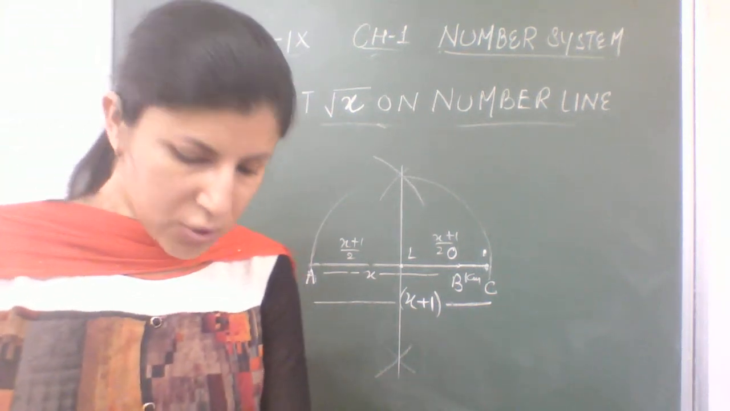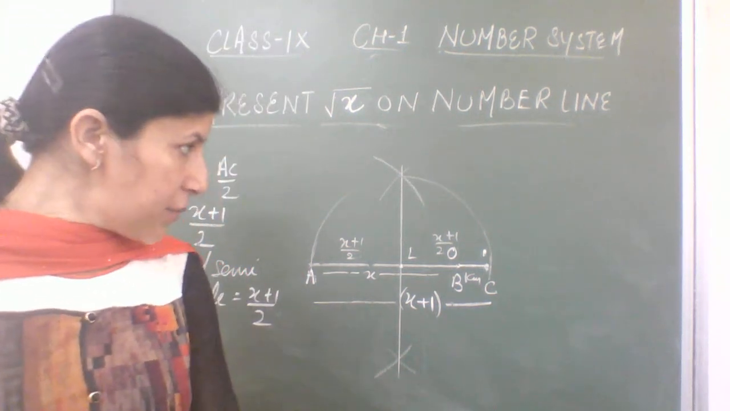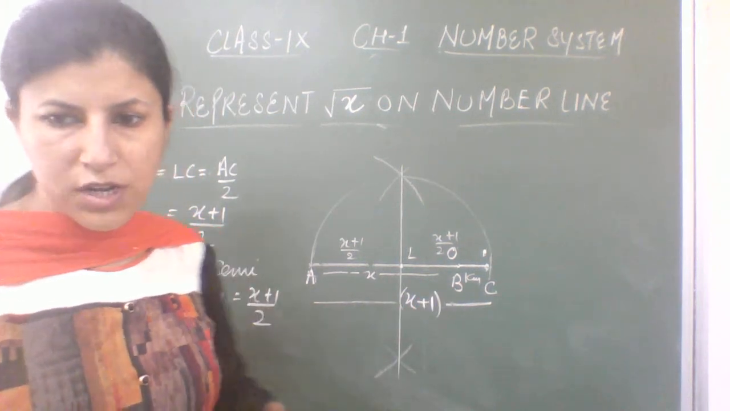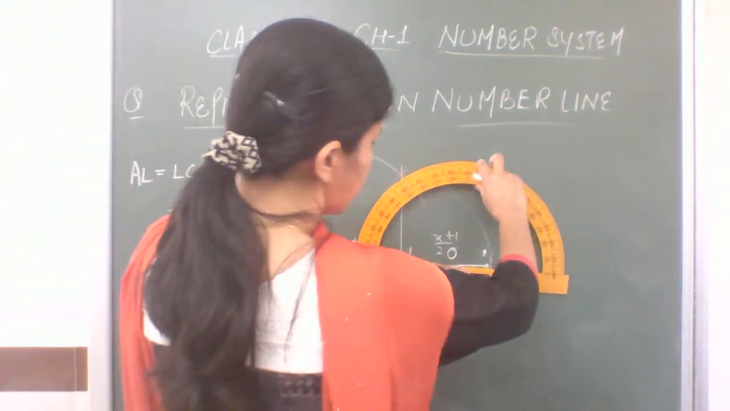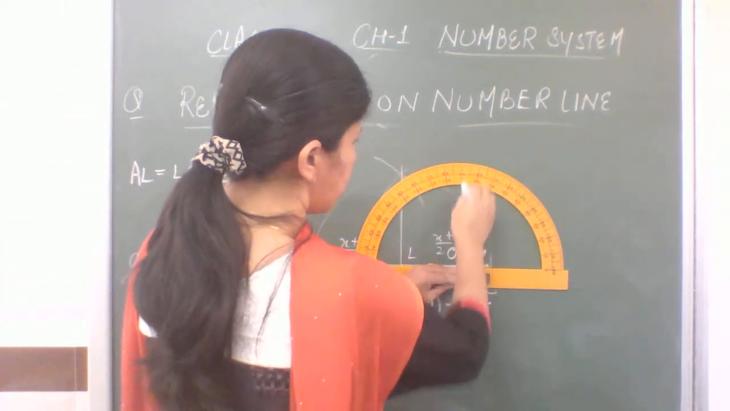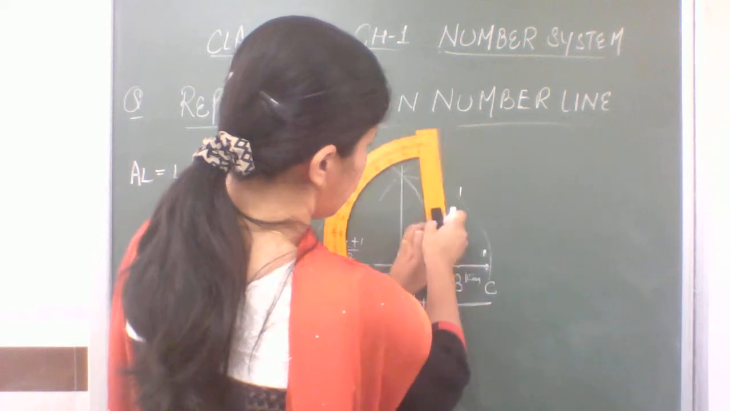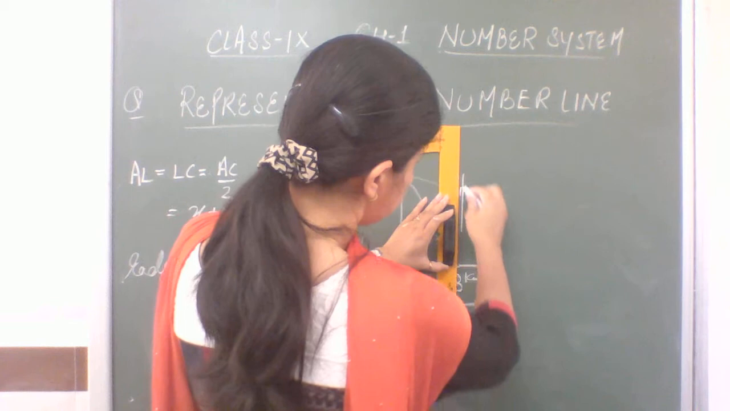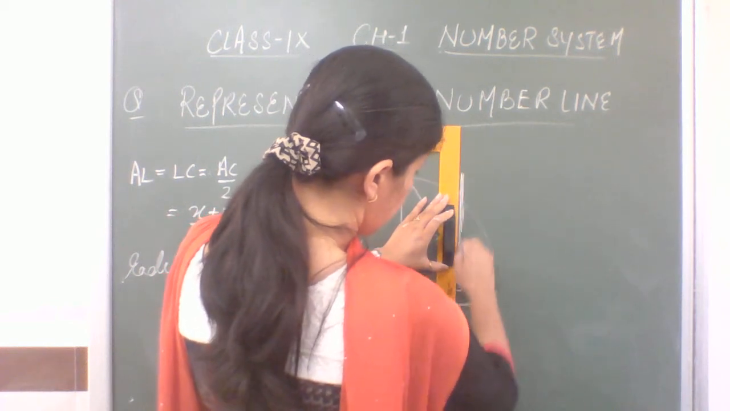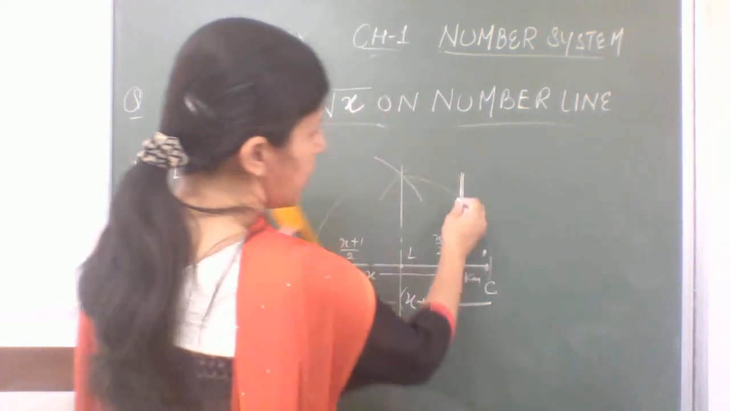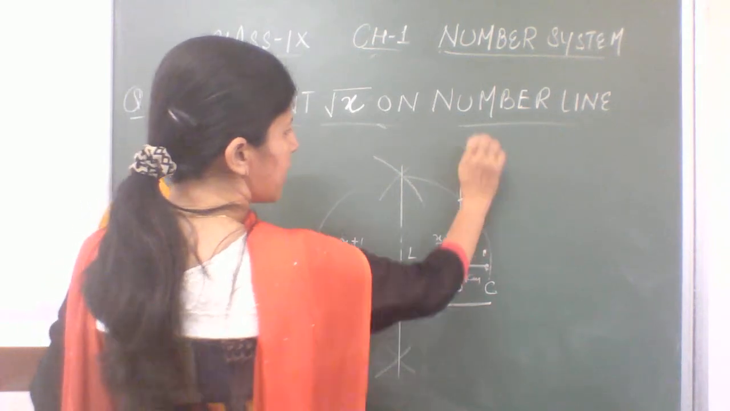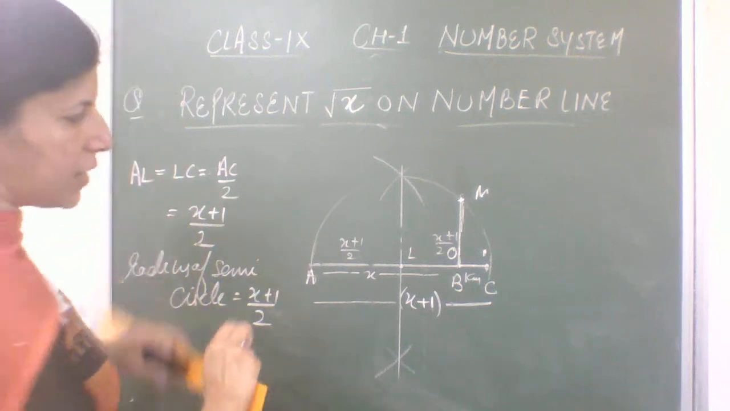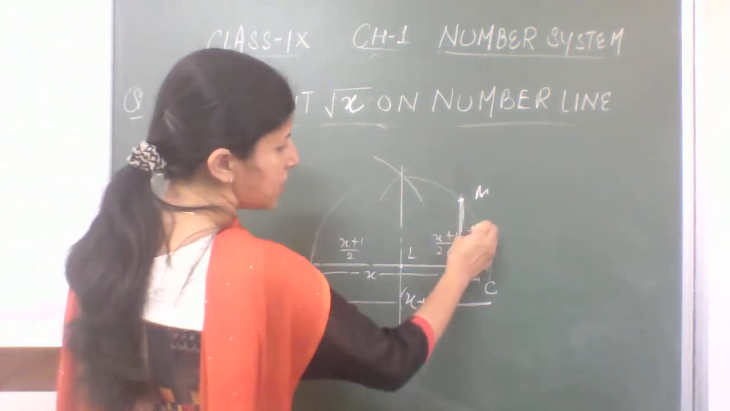अच्छा बेटा, अब आप देखो इसके बाद क्या करते हैं? हम B पे परपेंडिकुलर ड्रॉ करते हैं. Draw a perpendicular at point B. Place your protractor at B. This is 90-degree angle and draw a perpendicular at point B. Right? And mark this point as M. You can rub this extra line. This point as M. And I told you this BM is root x.